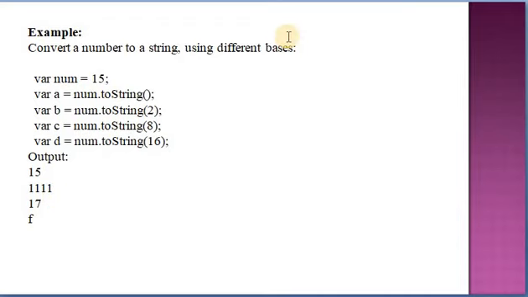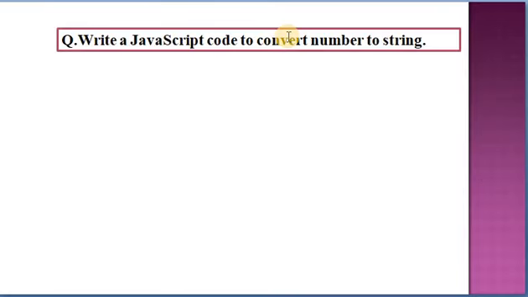Next point is a JavaScript code to convert a number to a string. Let us see how to convert a number to a string by using the toString method.